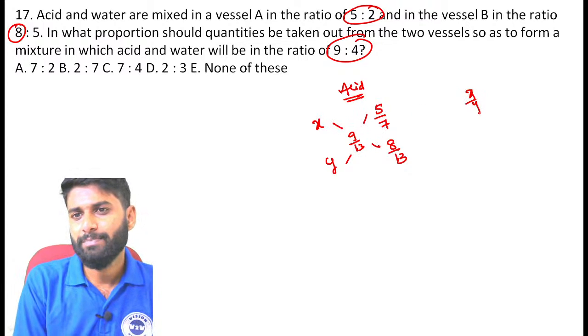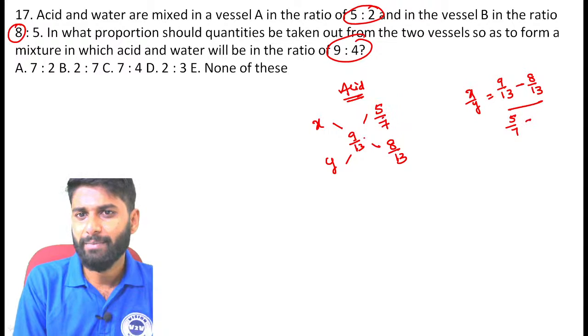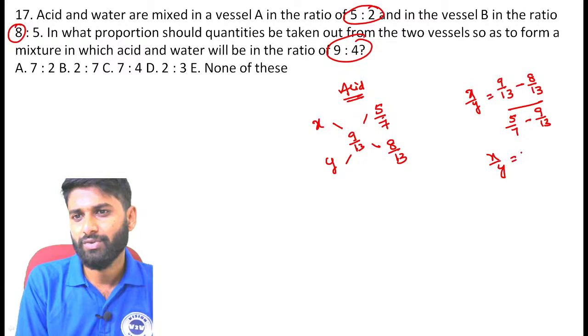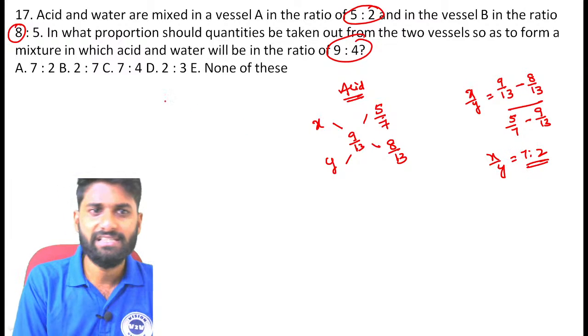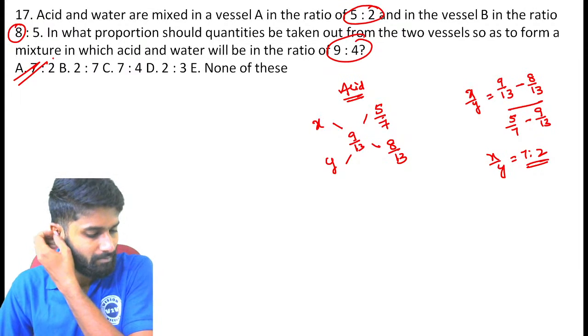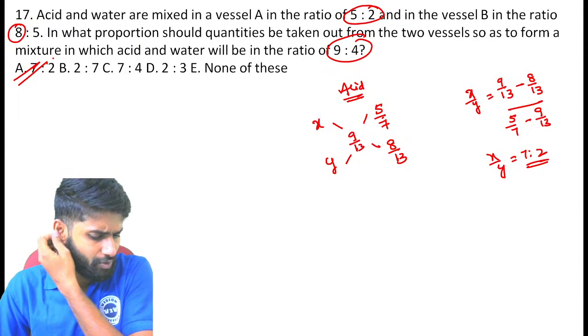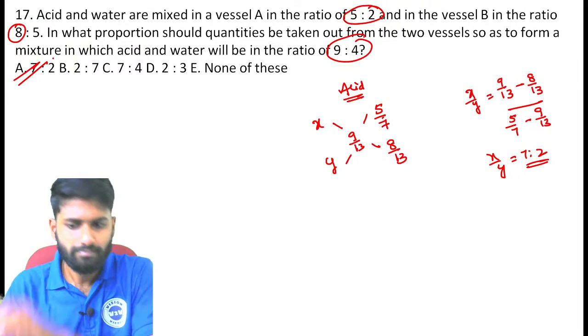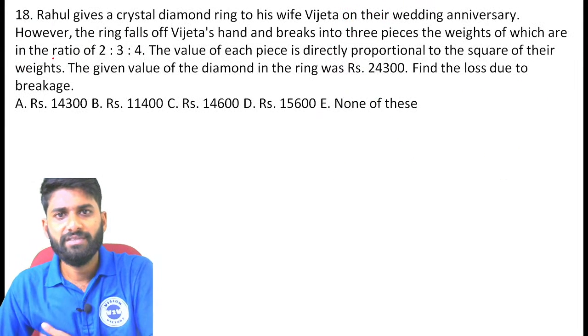Now see, the x by y value becomes exactly equal to 9/13 minus 8/13, divided by 5/7 minus 9/13. If you solve this equation, again you can get the ratio of x is to y is 7 is to 2. So 7 is to 2 is the perfect answer. You can go with any of the approaches, no problem in that. Next one.